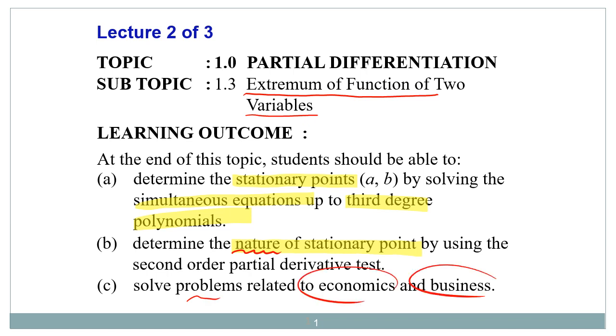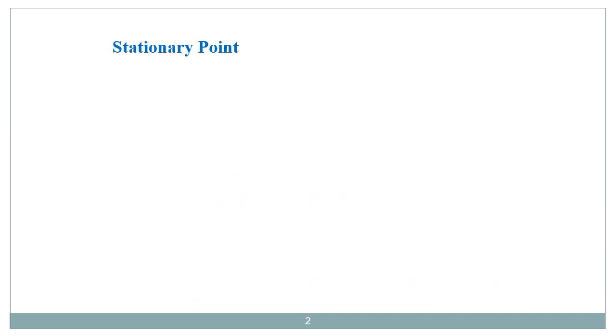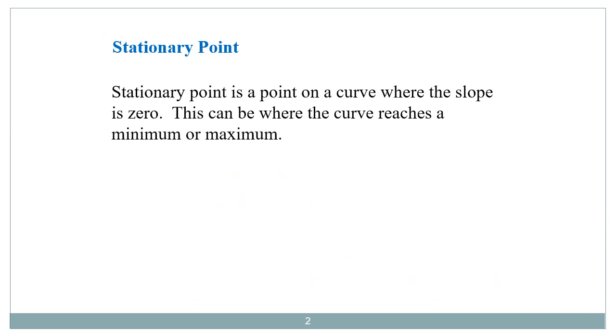Okay, so let's start with the extremum problems. So stationary points. A stationary point is a point on a curve where the slope is 0. This can be where the curve reaches a minimum or maximum. Now we usually have a function with one variable, right? So we can directly sketch it in 2D form.